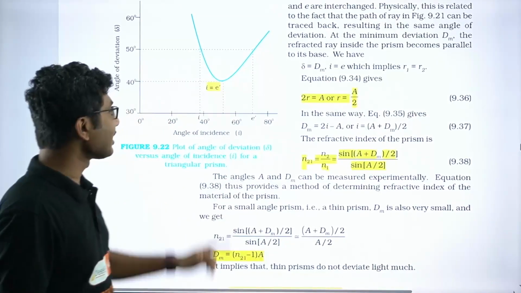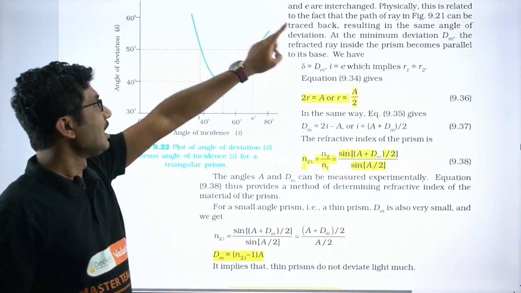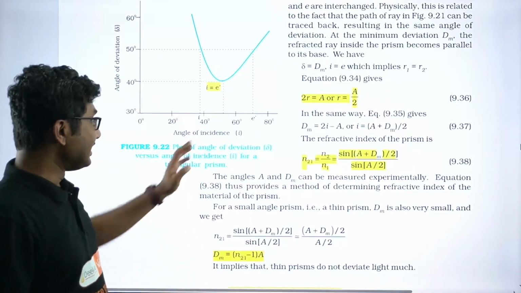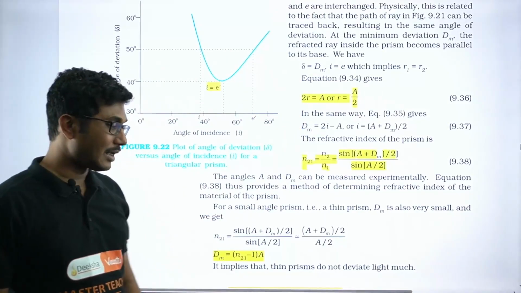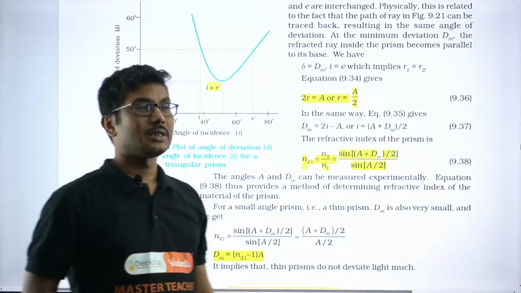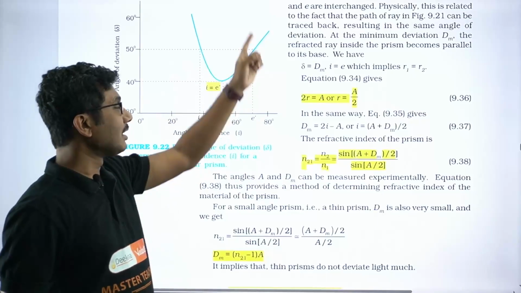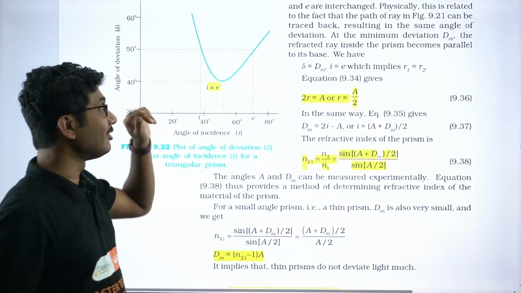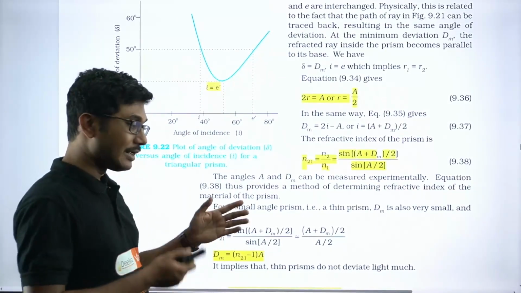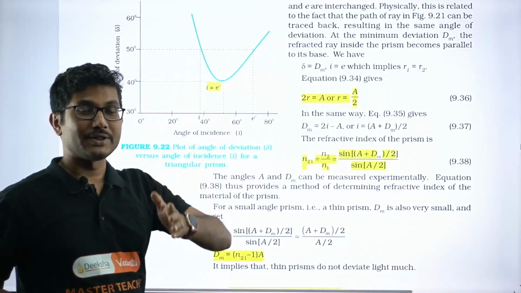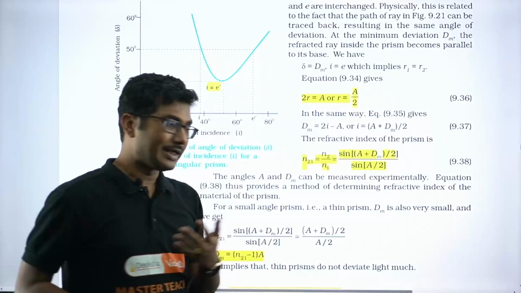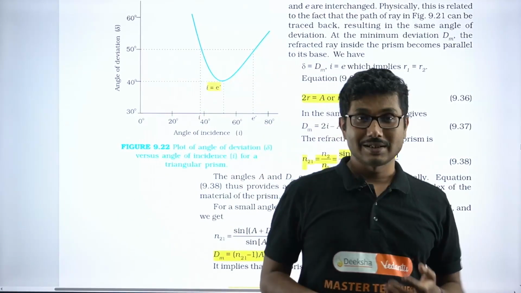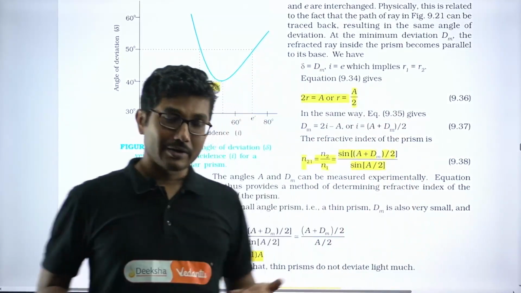Now if you plot the angle of deviation versus the incident angle, this is a practical graph, an empirical graph. Empirical graph means it is obtained from experiments, not directly from any theory or equation. It is done by changing the angle of incidence and measuring the angle of deviation. We did it when I was doing my bachelor's in physics honors. That experiment was there.